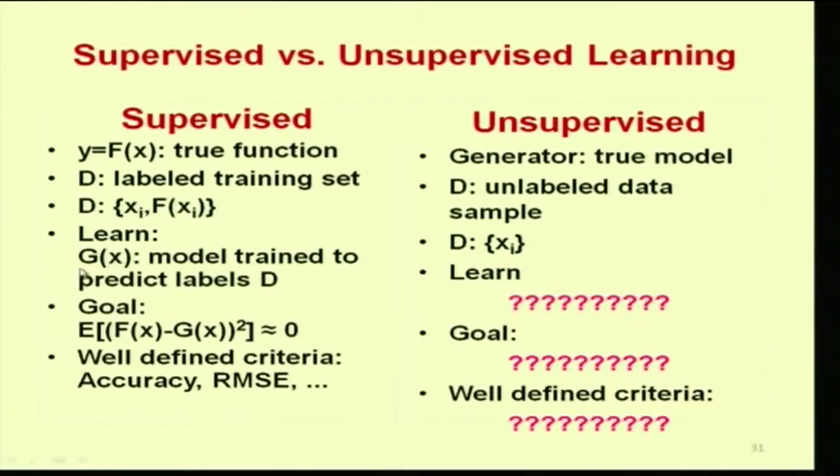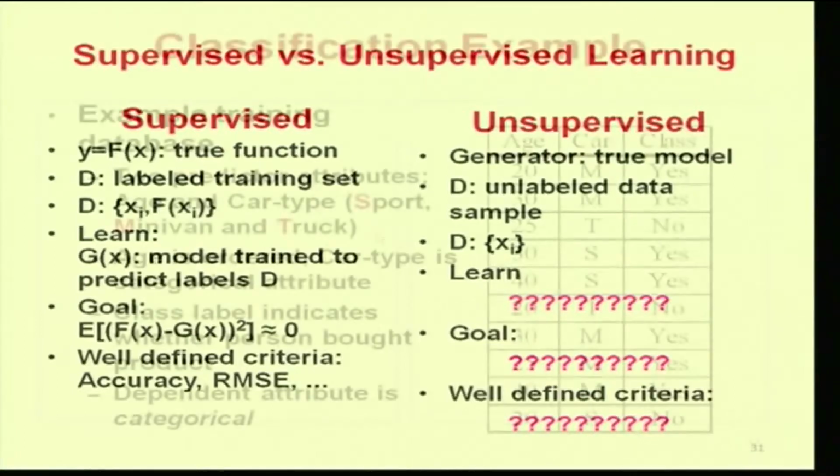You have to learn a g(x) model trained to predict these labels, and the goal is to make the error the least. So, what is it that you learn? Again here you put some criterion, and according to that threshold you do that.